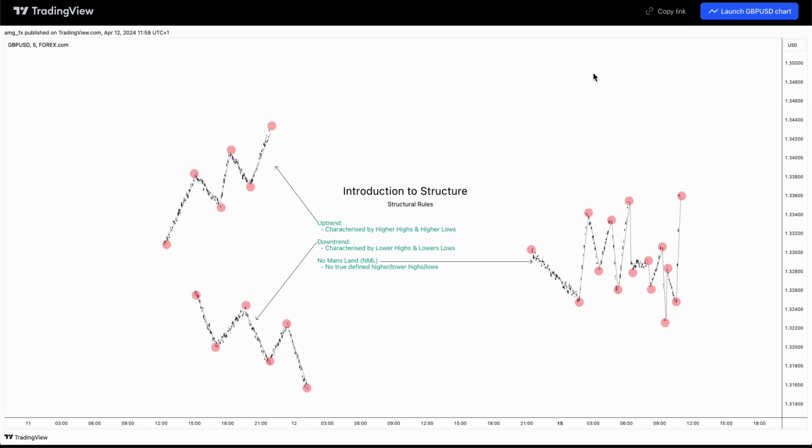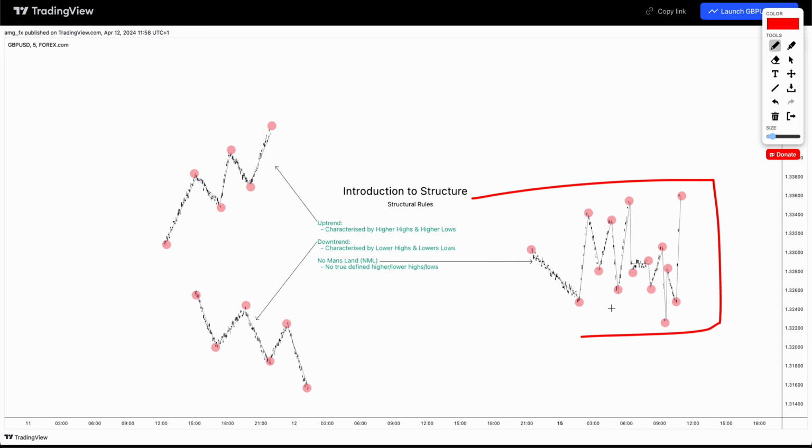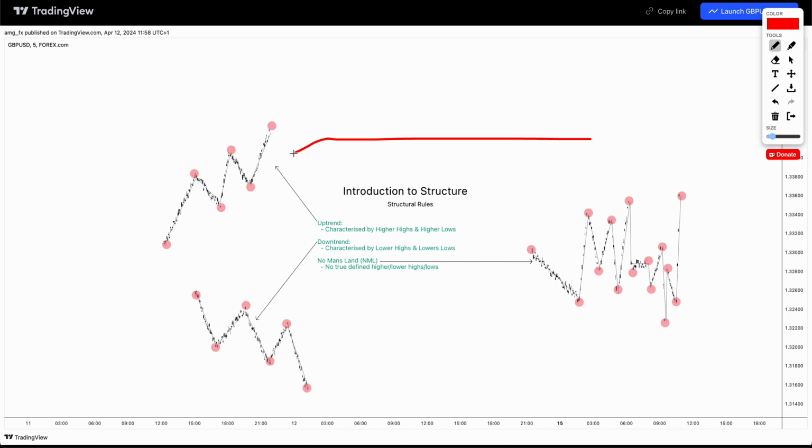Now, I know this is very basic stuff, but you cannot let it go unnoticed. You need to always be aware of this. An uptrend is characterized by higher highs and higher lows, as identified here. A downtrend is characterized by lower highs and lower lows, as identified here. No man's land, or NML, an untradeable environment, would be a structural formation like this, where there are no defined higher highs or lower lows, or lower highs or higher lows. As you can see here, it's very messy. There's no definitive answer to where price is going.